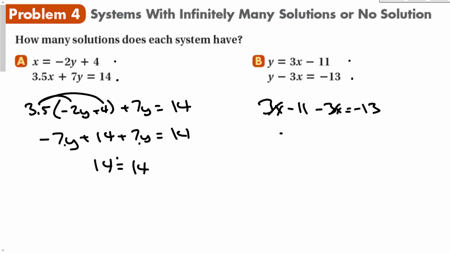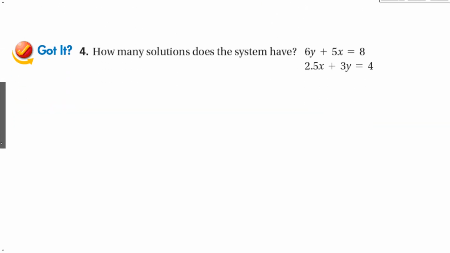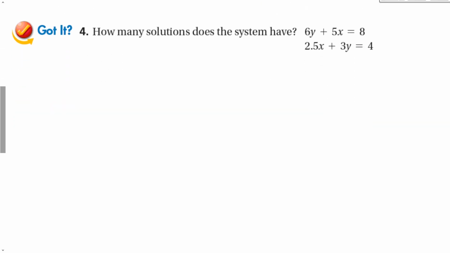And those cancel out. Negative 11 is equal to negative 13. Which means that no matter what solutions we pick, we're never going to be able to get these two lines to intersect. Okay? Because they are parallel. How many solutions does this one have?